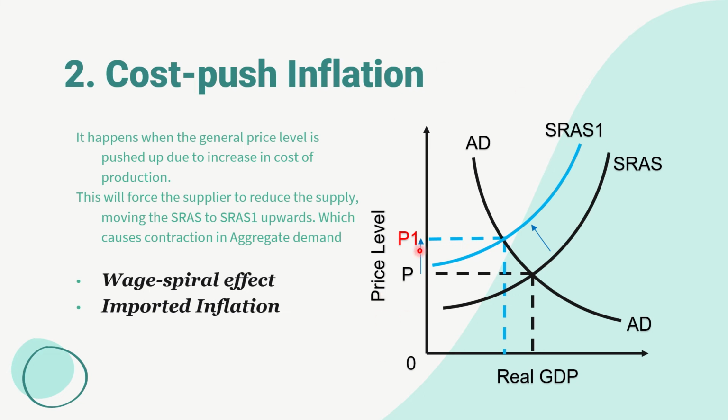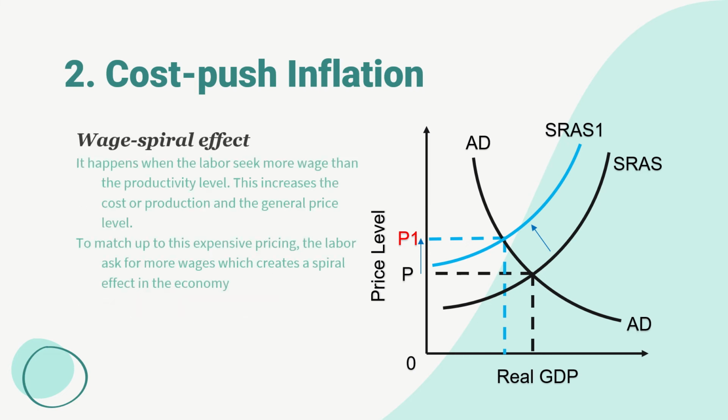Okay, so this is an increase and this is also inflation basically. This will force the supplier to reduce the supply, moving the SRAS to SRAS1 upwards, which causes the contraction in aggregate demand. Now the cost of production has two very nice effects. First is the wage spiral effect and another is imported inflation. Let's see what the wage spiral effect is.